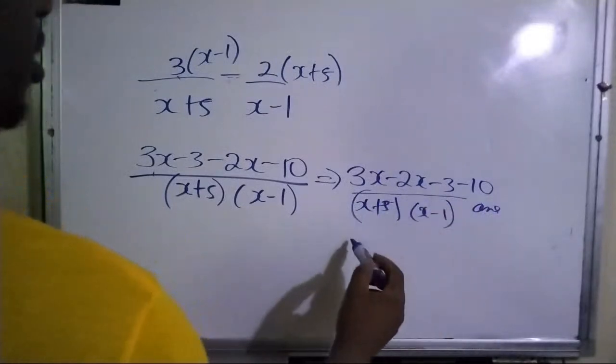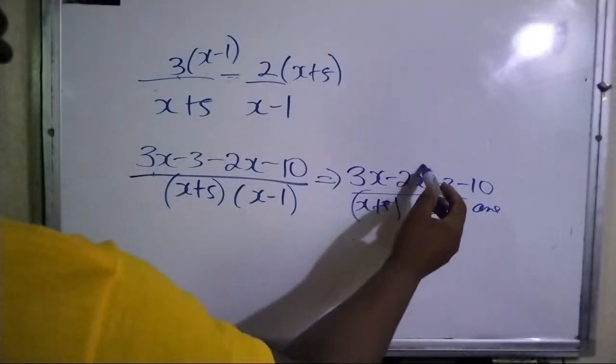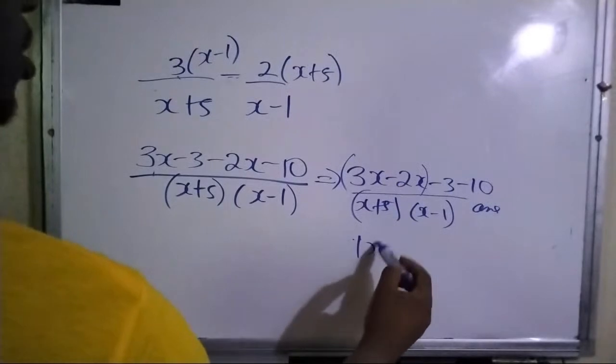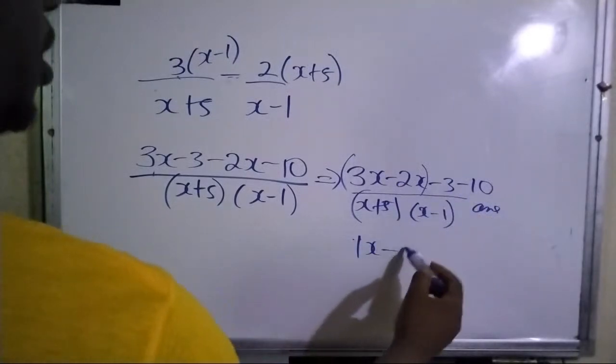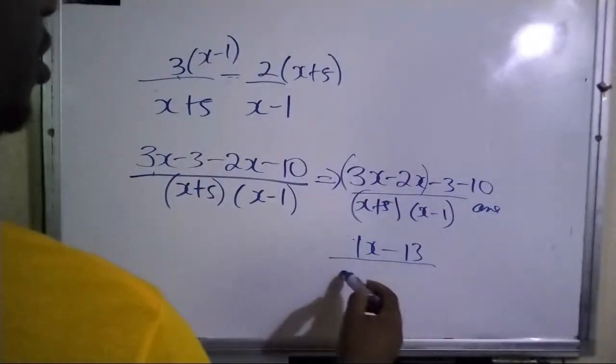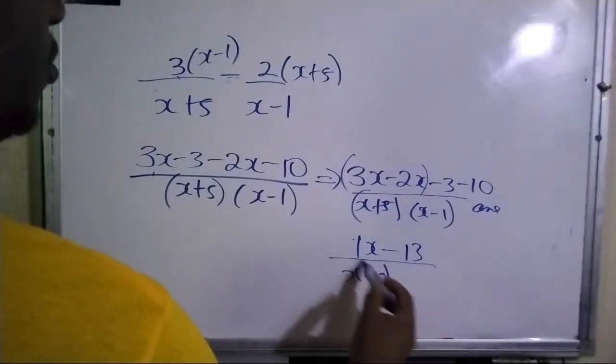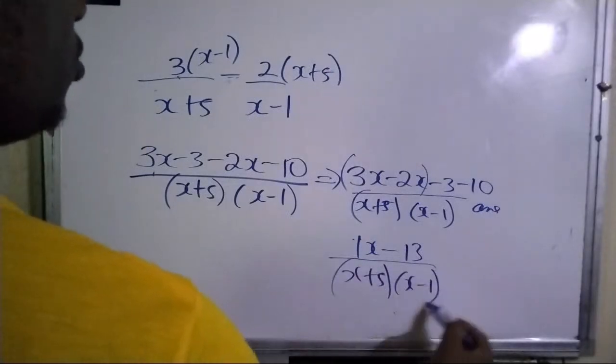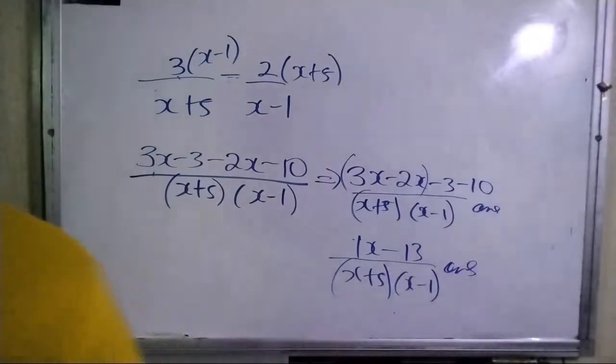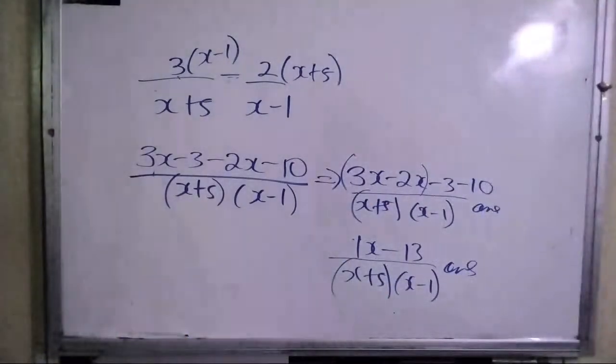This is not the answer yet, though. So 3x minus 2x will give us 1x. Both of them are negative, so we add them, and then we have x plus 13 over x plus 5 and x minus 1, and that now is our answer. So we have touched different types of questions that normally trip up students in exams. Simple questions, but you must maximize them. Alright?